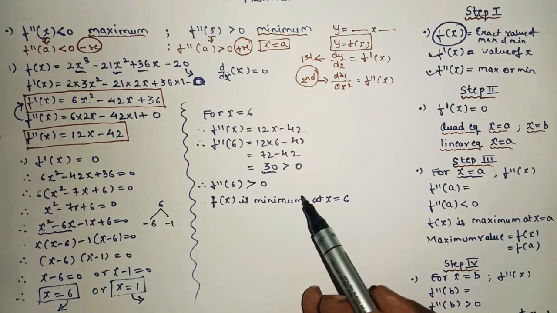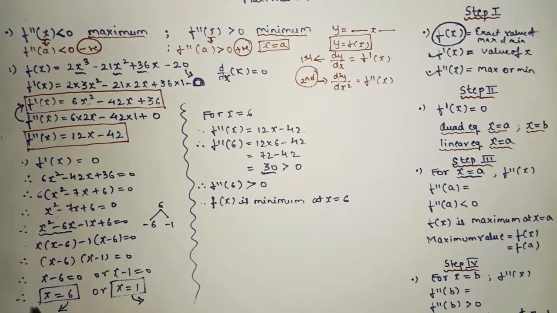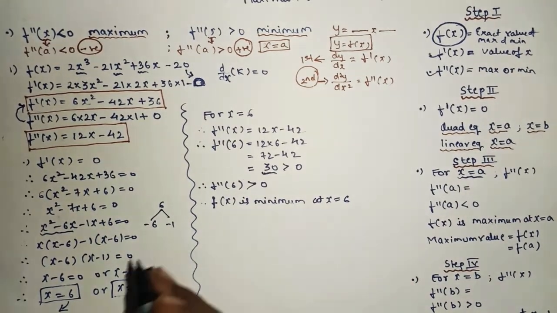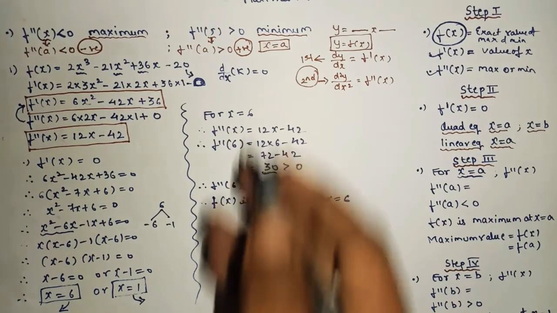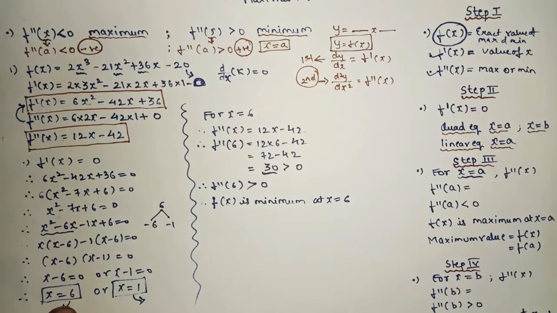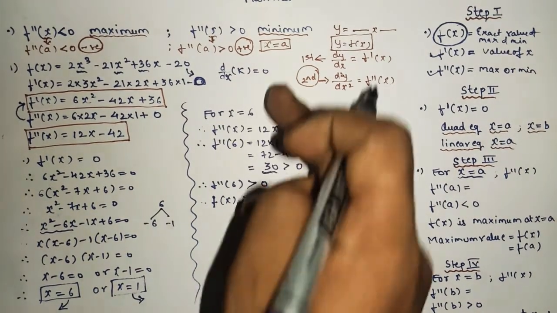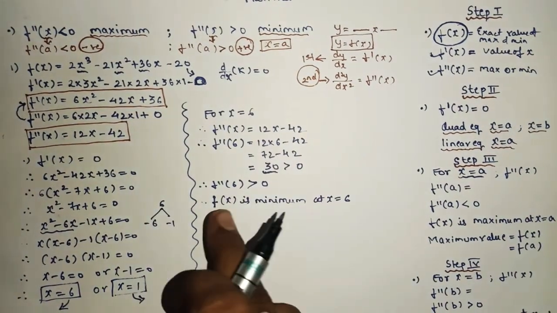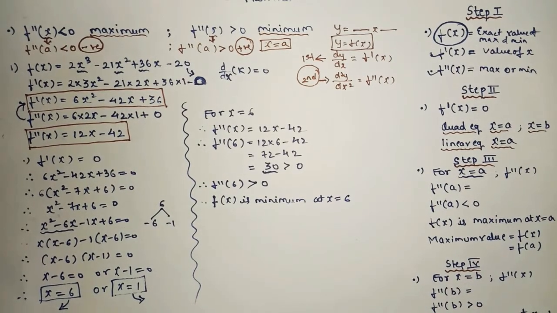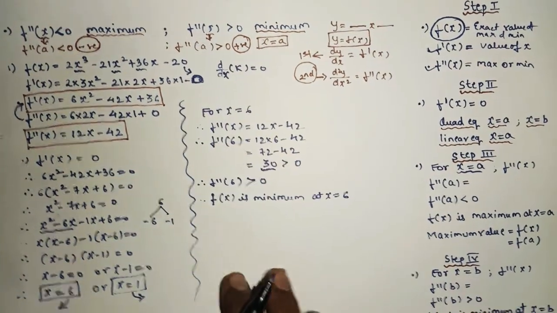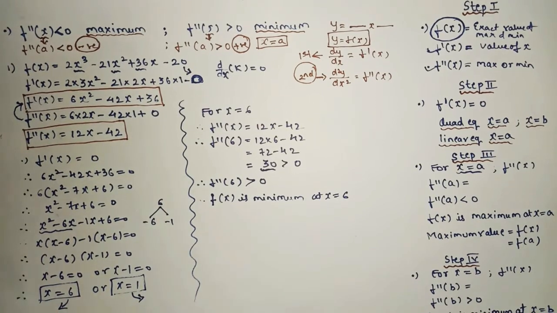No, not like that. Sometimes the first value will be maximum and the second value will be minimum. For this sum, the first value we considered as a and the second value as b. Directly here we can clearly see that at x equals 6 the function is minimum. For every sum it is not compulsory that the first term will turn out to be the minimum.